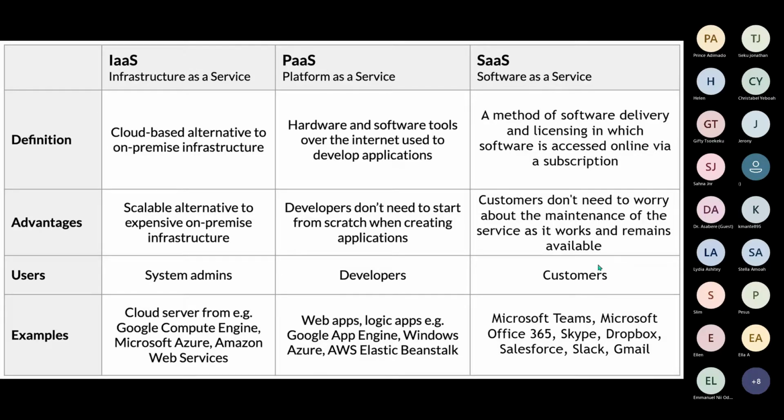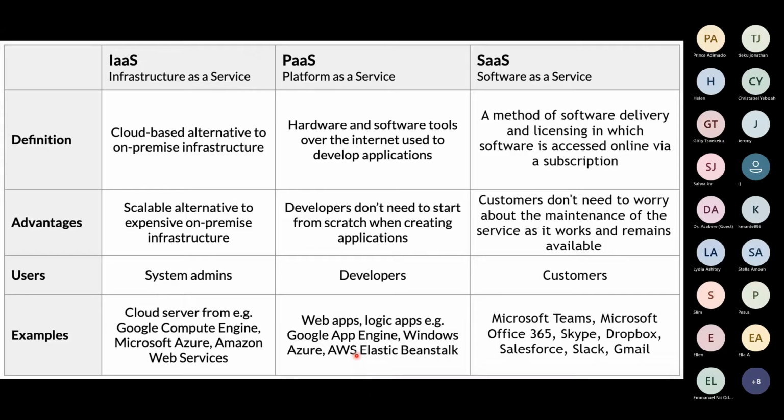So a platform as a service provider will host the hardware and software on its own infrastructure. Therefore, the advantage for the developers or the users here is that it frees them from having to install the in-house hardware and software to develop or run a new application. So they wouldn't have to start from scratch when creating the applications. Some examples of these services are Google App Engine, Windows Azure, and Elastic Beanstalk on Amazon Web Services.